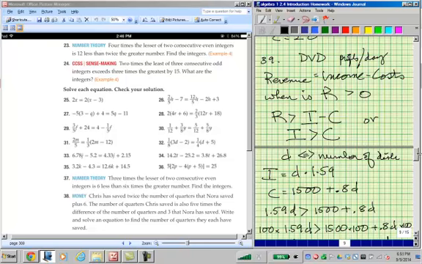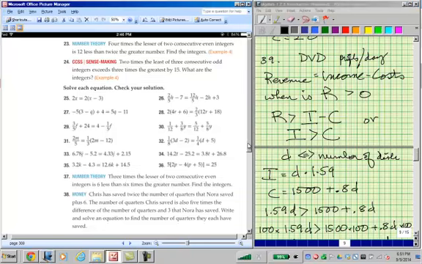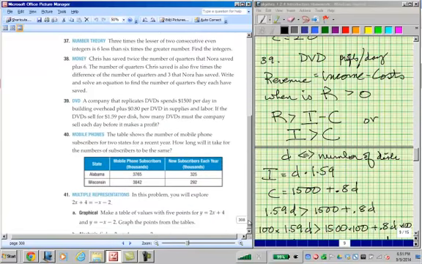Okay. 39. DVD profits. Okay, let's look at the problem here. A company that replicates DVDs spends, so here we got cost, $1,500 per day in building overhead, plus 80 cents per DVD in supplies and labor. If the DVDs sell for $1.59 per disc, that's income. How many DVDs must the company sell each day before it makes a profit?